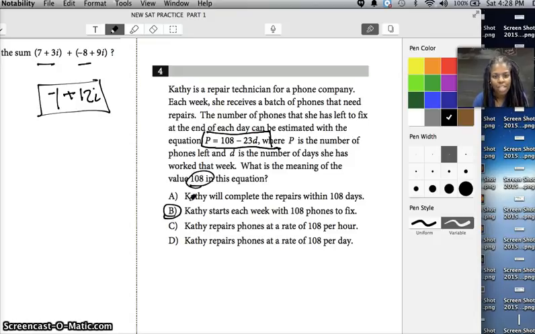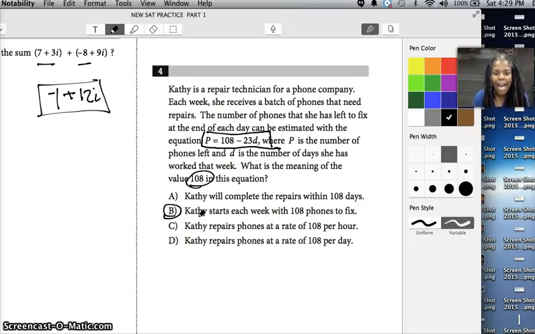So as you look through the answers, Kathy will complete the repairs within 108 days. Well, doesn't seem like days are really being coordinated with the number 108. In fact, if P is the number of phones, to mix days in here, calling this days would be like subtracting the number of phones from days to get the number of phones, which doesn't make very much sense.